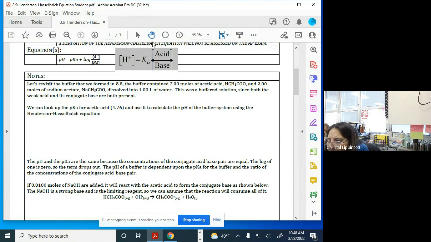So here we have a buffer system. We've got 2 moles of acetic acid and 2 moles of sodium acetate, dissolving that in 1 liter of water. Both the weak acid and the conjugate base.